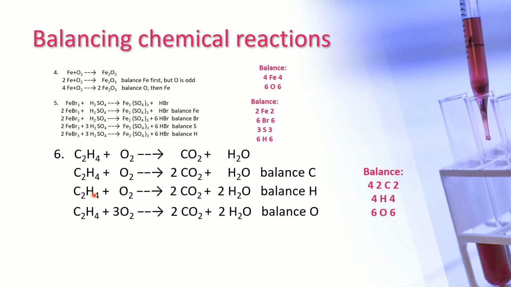And oxygen last. How many oxygen at the right? 2 plus 2 times 2 is 4. So there are 6. To make 6 oxygen atoms at the left, you have to write coefficient 3 before oxygen to balance the number of oxygen. Now this chemical reaction is already balanced.